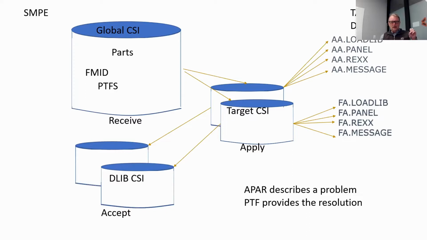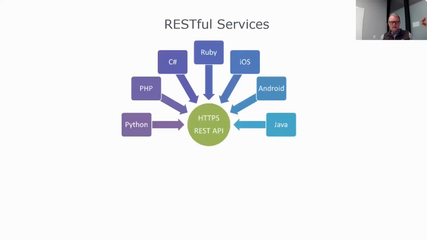And so you also hear some terminology around the updates, those fixes. It's called an APAR or a PTF. An APAR is used to describe the problem, and the PTF is used to provide a resolution. So when you receive a PTF, it will make changes to a load library or a panel or a message so that you receive it and then apply it, it makes those changes for you. So this is how you initially install and then how you maintain a product.